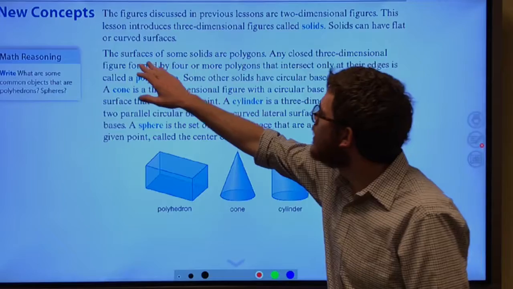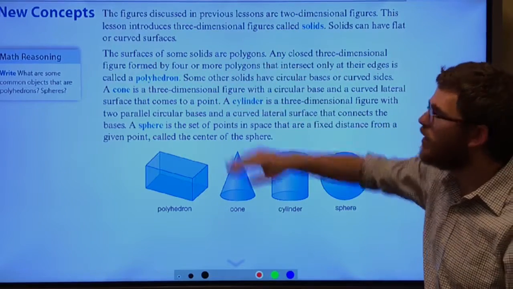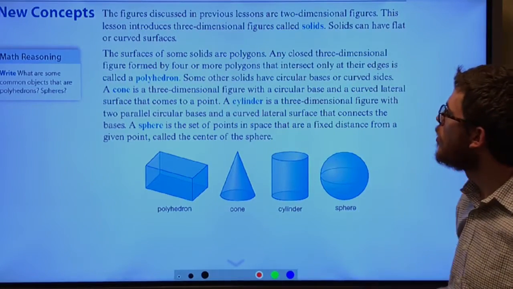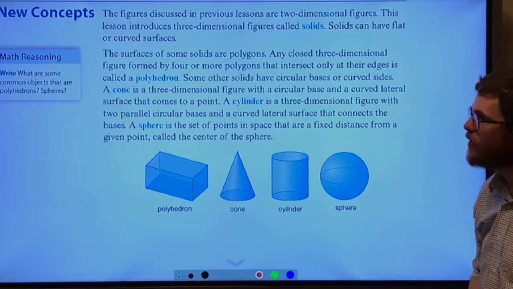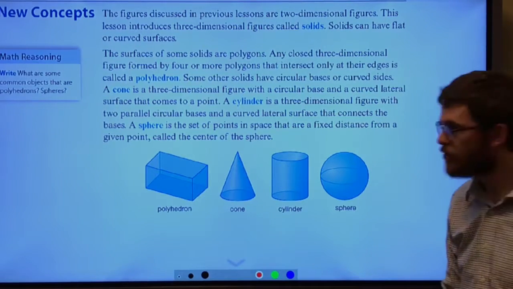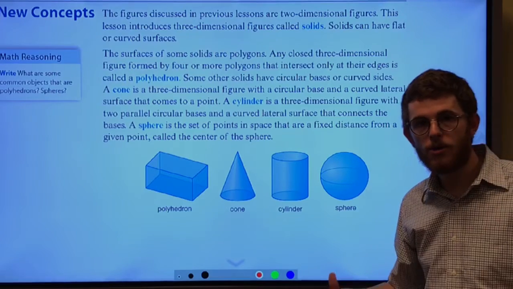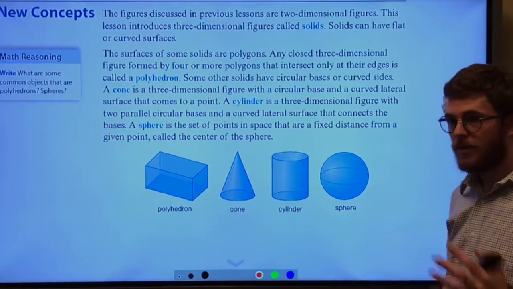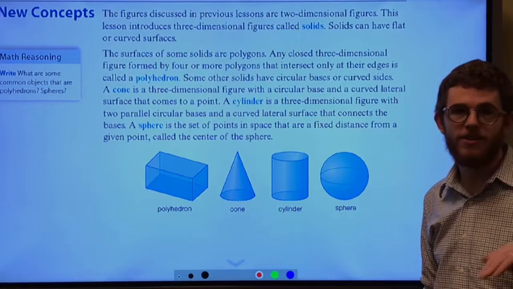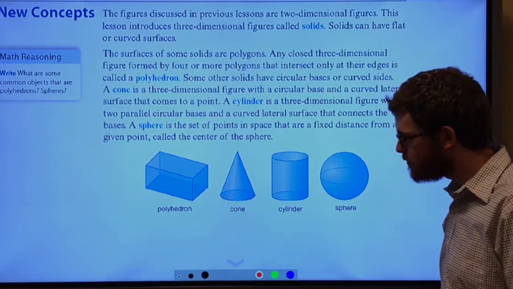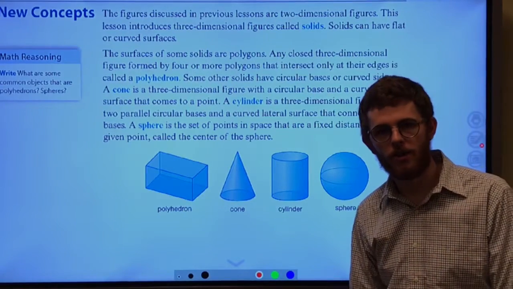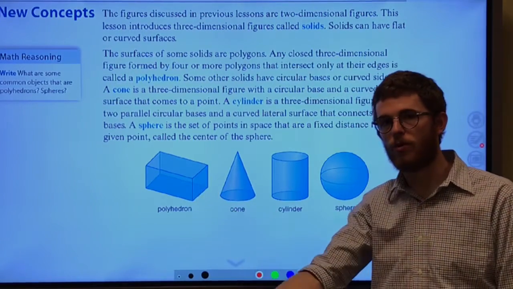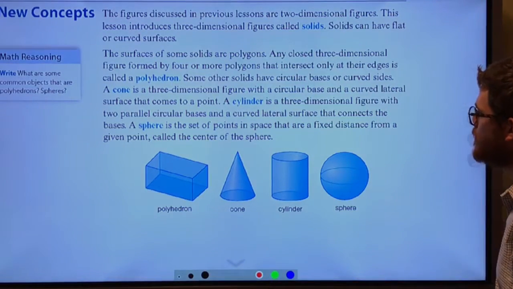A polyhedron is kind of a unique word, but it's things we've seen before. A polyhedron is a closed three-dimensional figure whose surfaces are polygons, formed by 4 or more polygons that intersect only at their edges. So a box, a pyramid. We're going to see a lot of polyhedra in this video, but there's a lot more that you're not even going to see here. There are infinite amounts of different shapes that we can form with polygons and make three-dimensional like this.